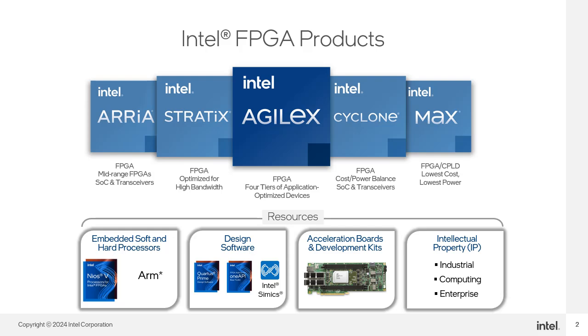They are available in 5 current families: Max, Cyclone, Aria, Stratix, and the newest family Agilex, all with increasing capacity, performance, and feature sets.